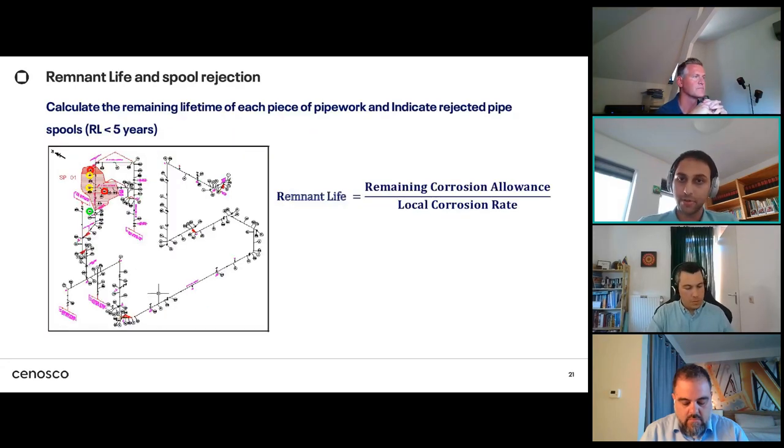And the last step is, of course, to calculate the remaining lifetime of each piece of pipework and to indicate the rejected pipe spool if it has a remnant life of less than the upcoming 5 years. The calculation is rather simple, as the remnant life is calculated from the corrosion rate. And this is where you need very accurate corrosion rate results, and that is what good data can do for you.